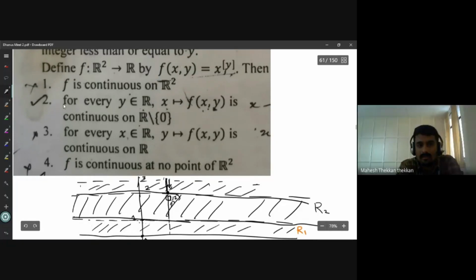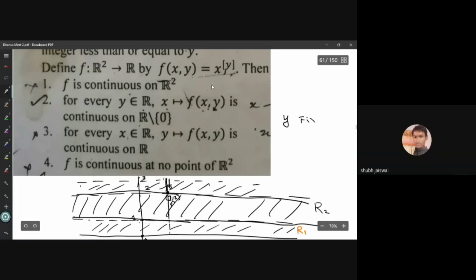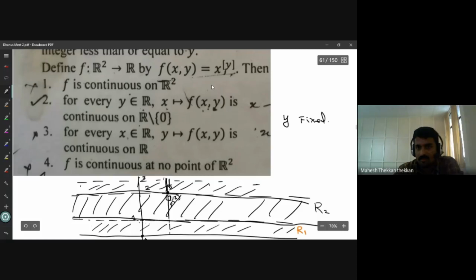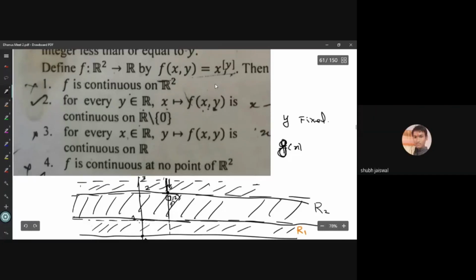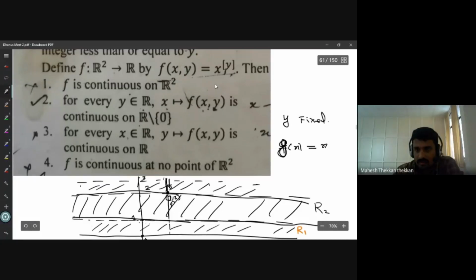So now you look at the second one. You fix some y first. Then you look at the function x going to f of x, y. Is that a continuous function? You fixed some y, y is fixed. Then your function is, I can say, g of x. What is g of x? X power y. What about the continuity of this function?